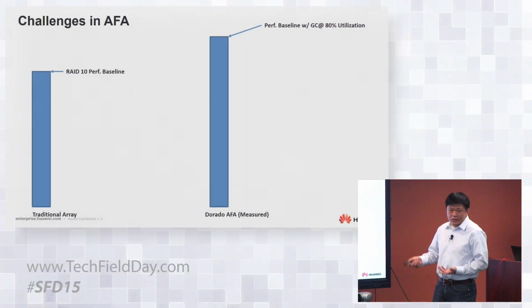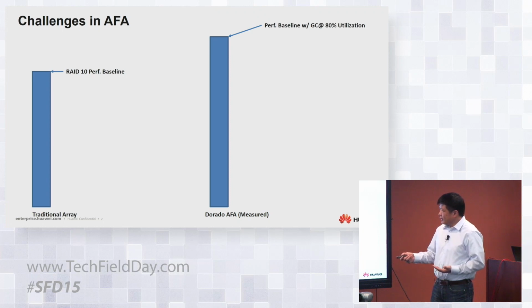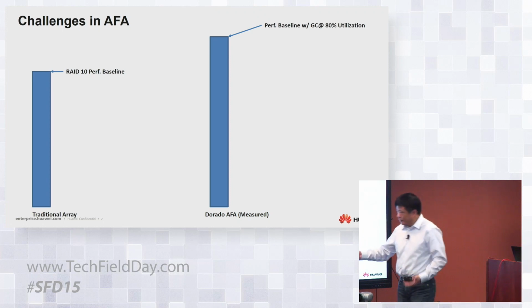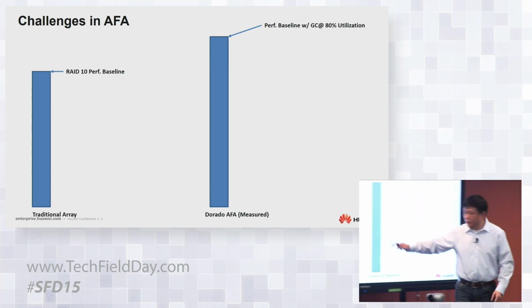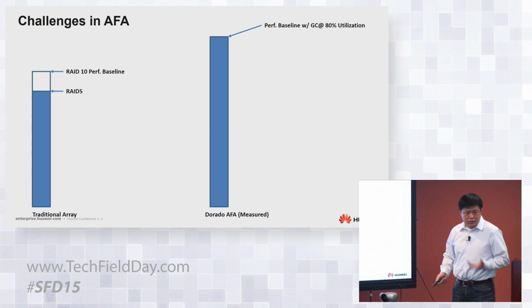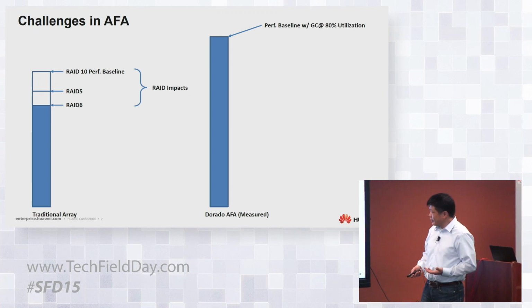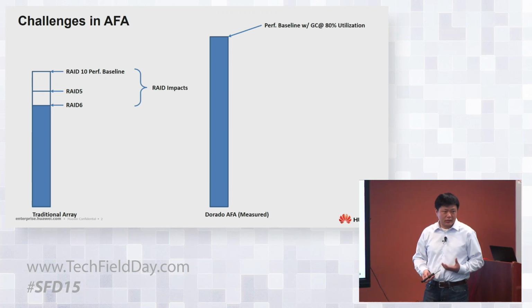So when we look at the introduction of all-flash array, we find many challenges. For example, when we're looking at a traditional array, suppose this is our base performance baseline. When we add more and more features, we keep getting decreased performance.